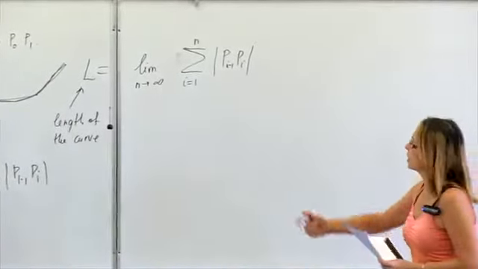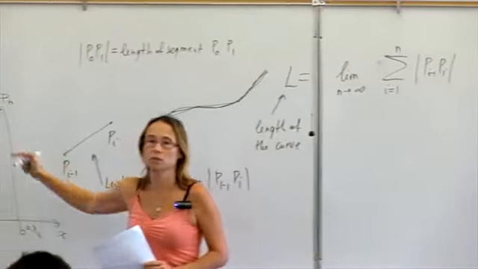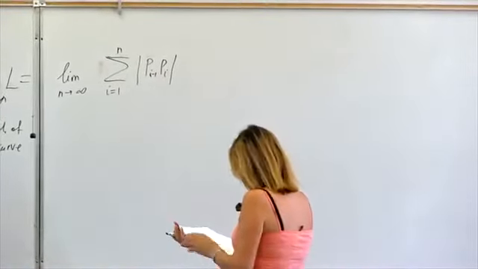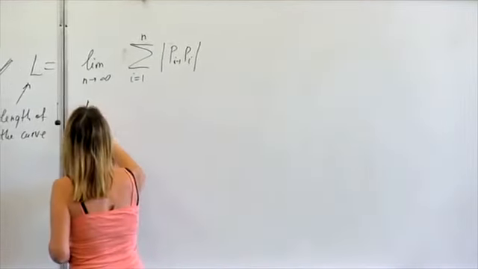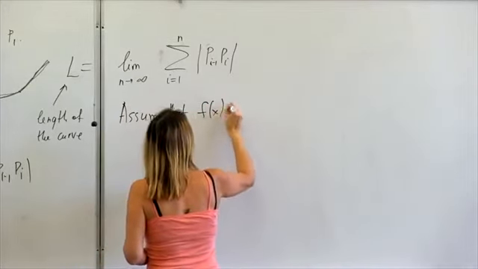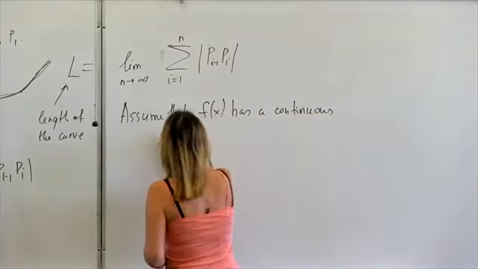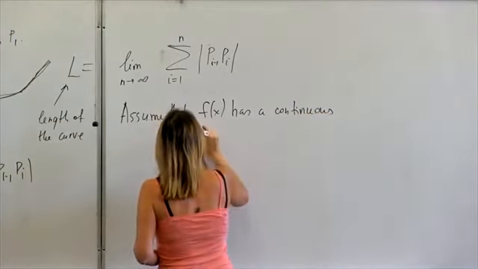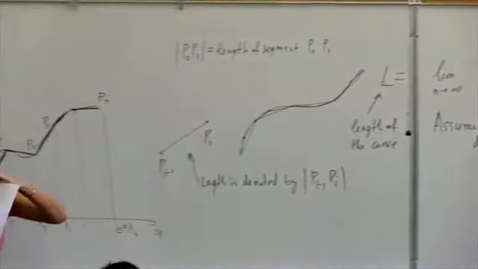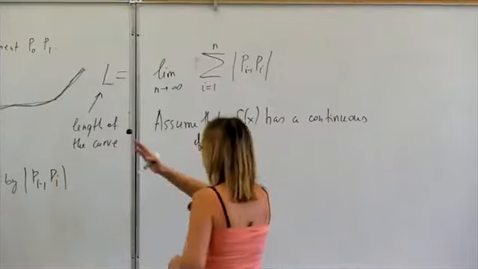Fine. So we can actually design a better formula. With this, we cannot do very much except for actually doing it, right? Splitting it into a bunch of points and measuring, putting a ruler to the curve. But we can do better. So let's assume that f of x has a continuous derivative. This means that this function is smooth, mathematically speaking. It doesn't have any cusps or angles like this. So in this case, we can derive a much better formula for the length.